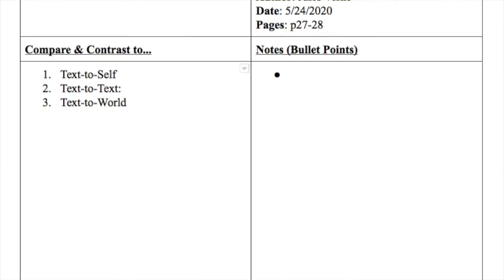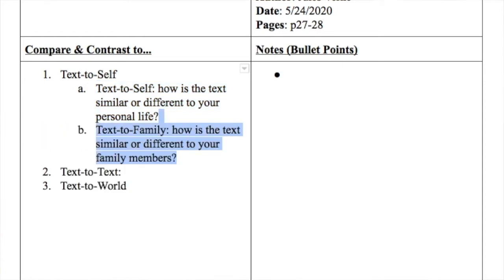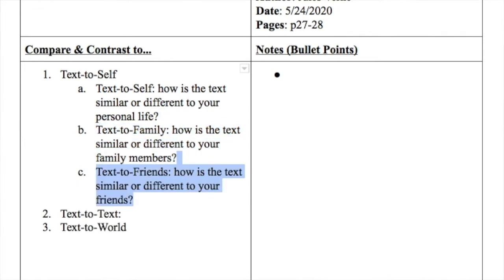For me, text to self equals text to self. How is this text similar or different to your personal life? Text to family, to your family members. Text to friends, to your friends. For text to text, we have in text and other text.